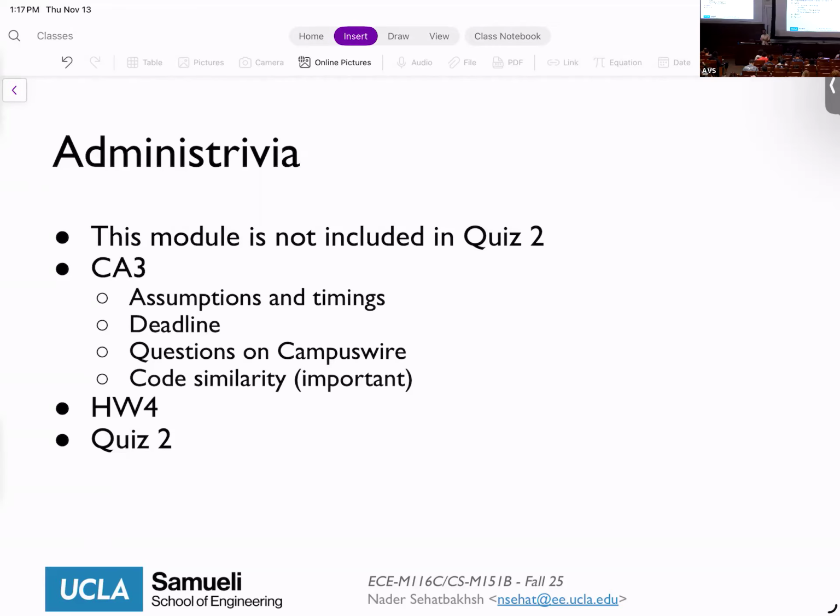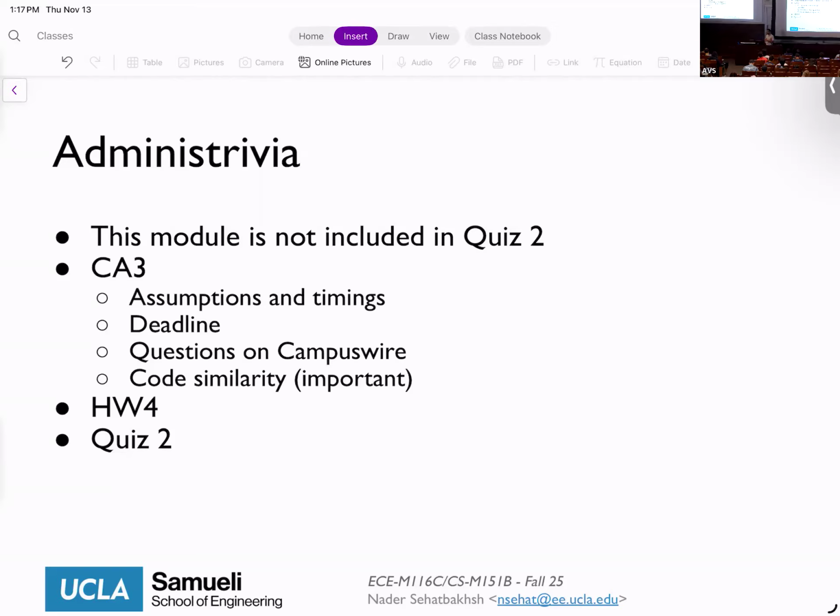CA3 is also very relevant to your quiz. The deadline is Sunday, so it's after your quiz 2, but I'm hoping that most of you will finish at least most of your CA3 by Thursday.